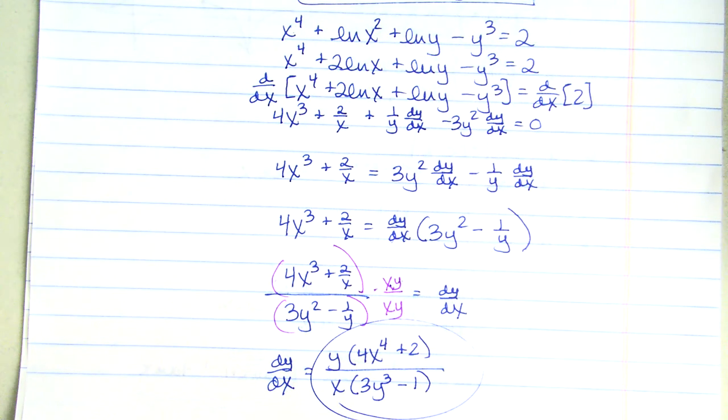That is my answer. That is my derivative. That is the formula that would find the slope at any point on that implicit curve. And I think that's about all I have to say for this video.